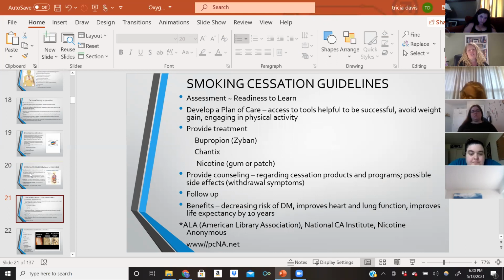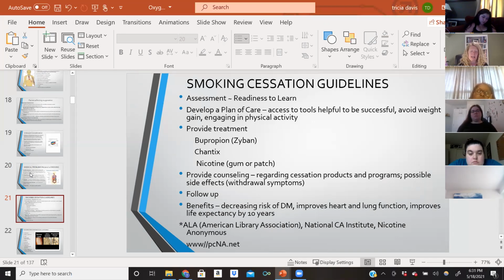So if you want to talk to your patient about quitting smoking, you want to first assess the patient. While you're talking to them, you want to be able to assess their readiness to learn. If they're not willing to do it, if they're not going to want to quit, they're not going to learn. They're not going to listen to you. It's just going to be a waste of your time.